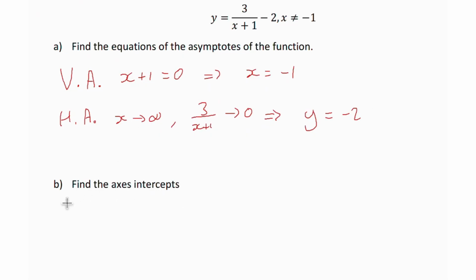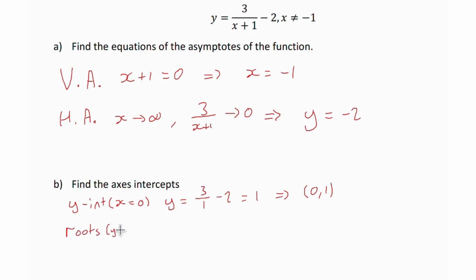Find our axes intercepts. First of all, the y-intercept. The y-intercept is when x is equal to 0. So we get y is equal to 3 over 1 minus 2, which is equal to 1. So we have the coordinates 0, 1.